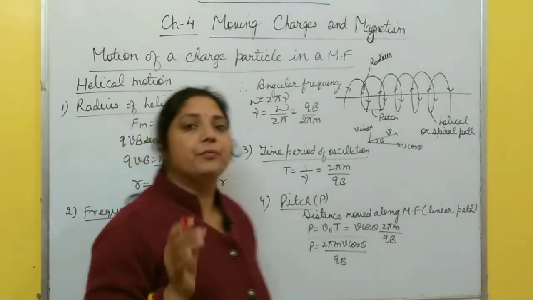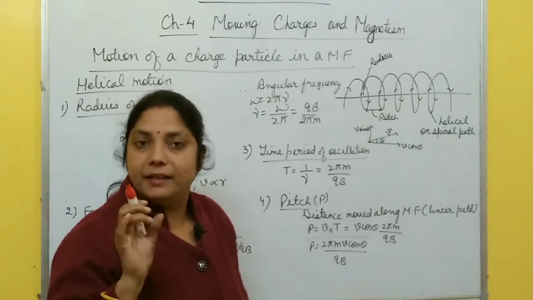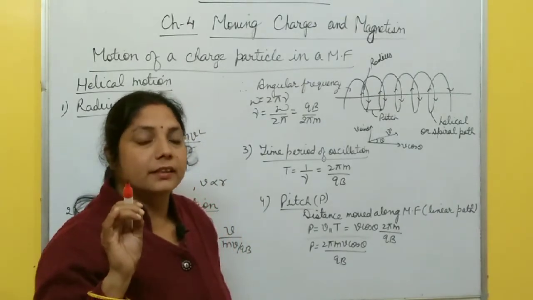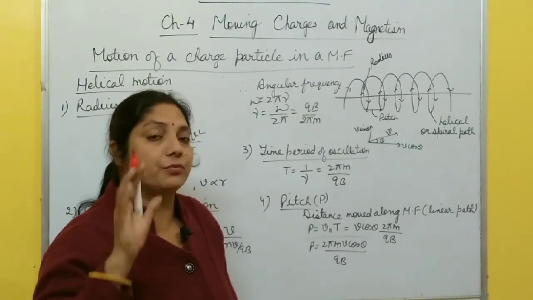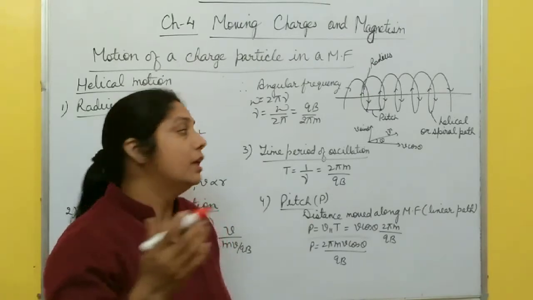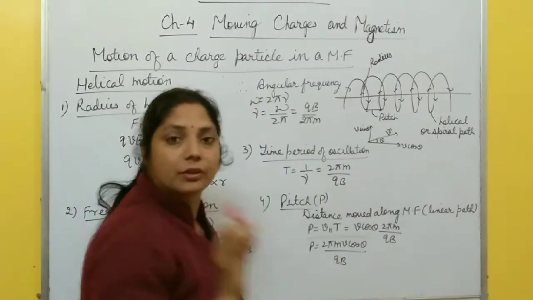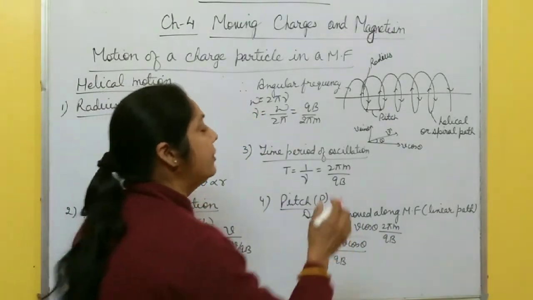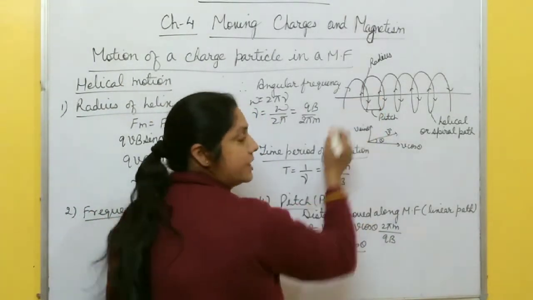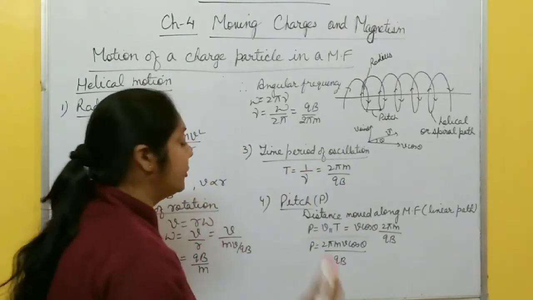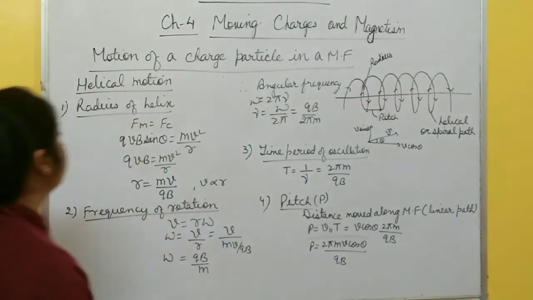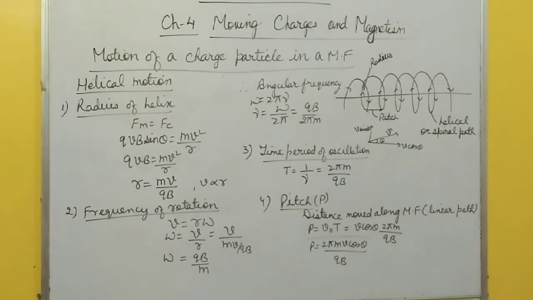Okay, now you know when a particle enters a magnetic field at some angle theta, it has two independent motions, one linear and one circular, and both motions combined give a helical or spiral path of the charged particle. Now you have to calculate the radius of this helical path, time period, frequency, pitch, everything. So first one is the radius of the helix.